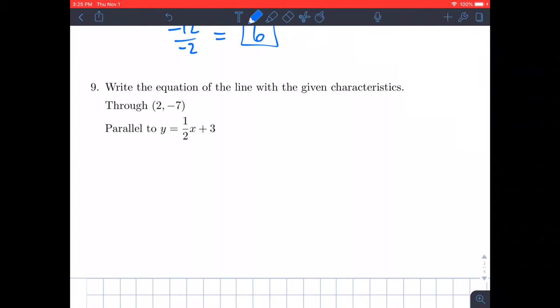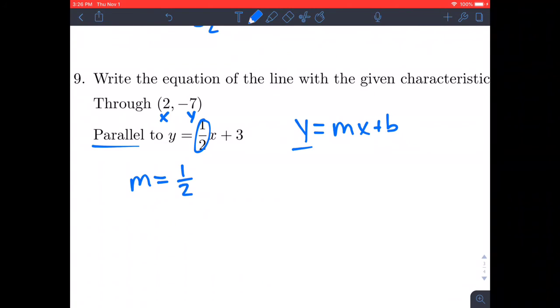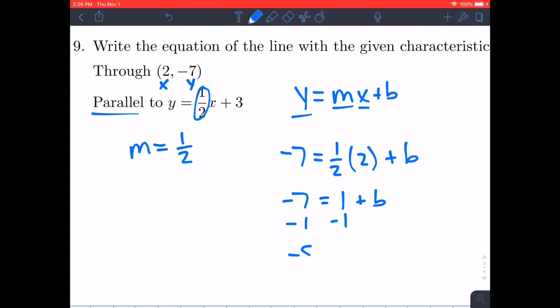And then for writing equations of lines with given characteristics, here's a point that we want to go through, so we have some x and y for the line that we want. Parallel lines have the same slope. So the slope that we want is 1/2. So if we look in y equals mx plus b, we have a y, that's negative 7. The slope that we want is 1/2. We have an x, that's 2. But we don't know the y-intercept for our line. So we solve for that y-intercept. Looks like that ends up being a negative 8.